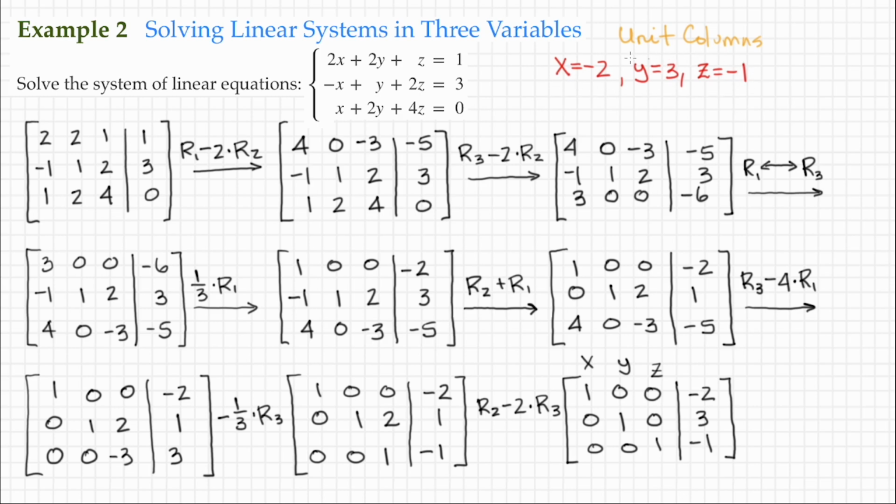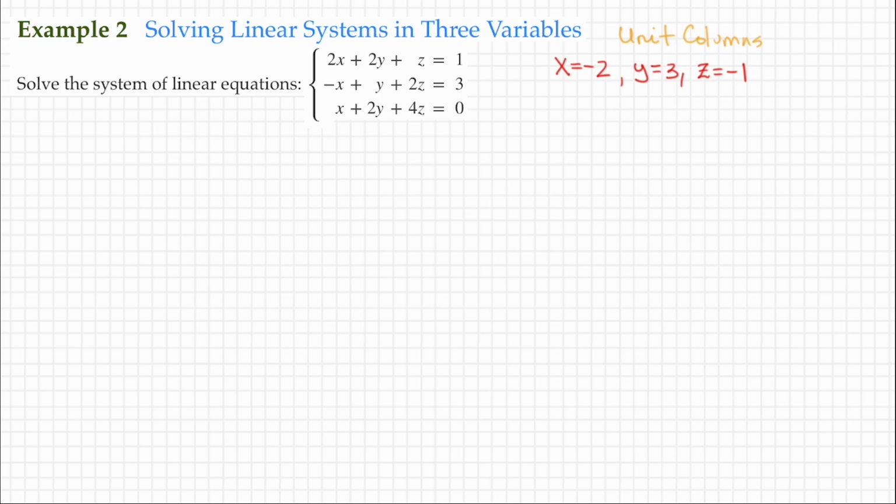So if this is the solution to this system here, then if we plug in these values of the variables into each of the linear equations here, it should satisfy all of them. So we'll go ahead and we're going to check that. So we'll take the first equation here, 2 times x, and of course x is negative 2, 2 times negative 2, plus 2y, and y is 3, plus z, and z, of course, is negative 1.